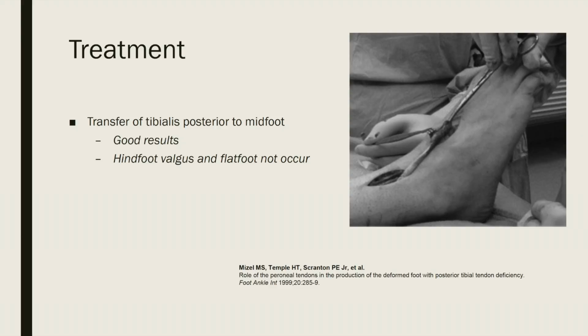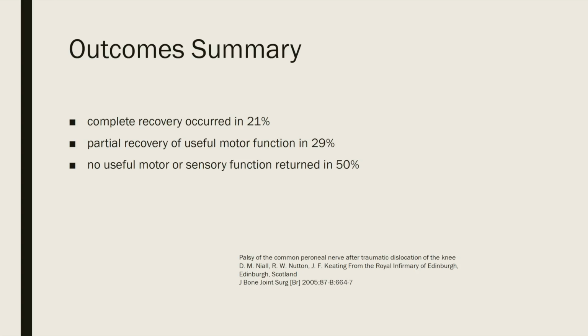What is quite successful is the late transfer of the tibialis posterior to the midfoot. And we don't seem to see the hindfoot valgus and flatfoot deformities that you sometimes see with this transfer, probably because of the peroneal injury at the same time. So in summary, there's a complete recovery in about 21%, partial recovery of useful motor function in 29%, and no useful recovery in the other half. So in 50%, there's actually no useful motor or sensory function recovery.